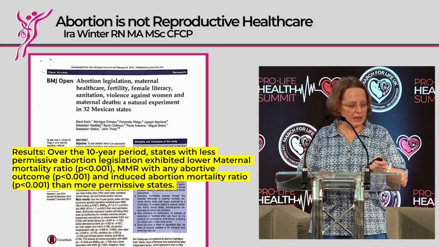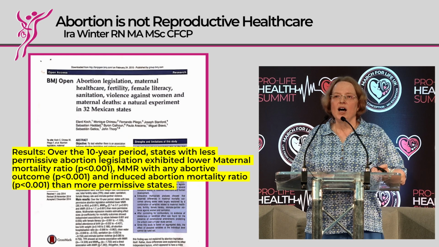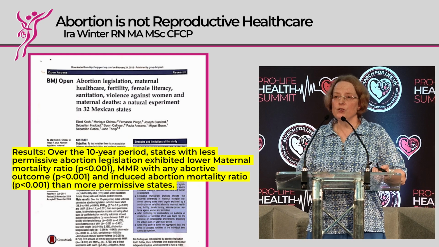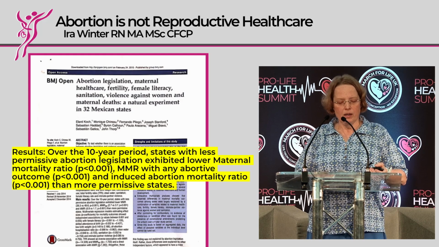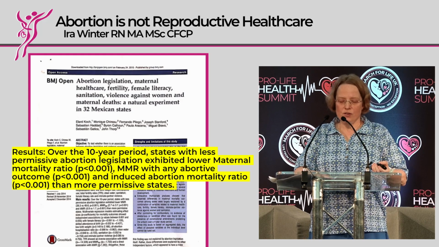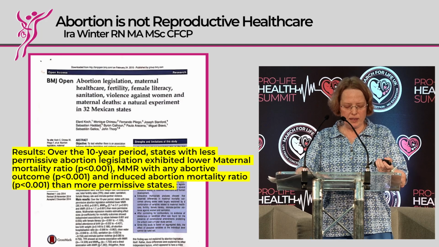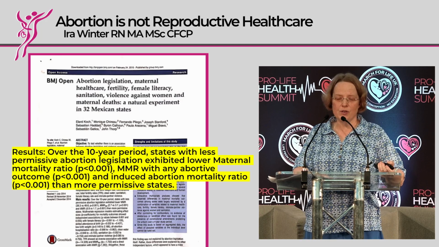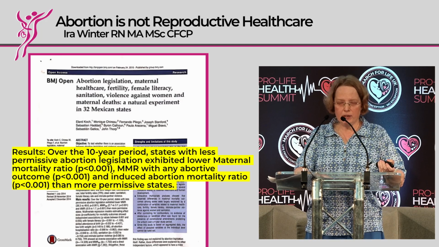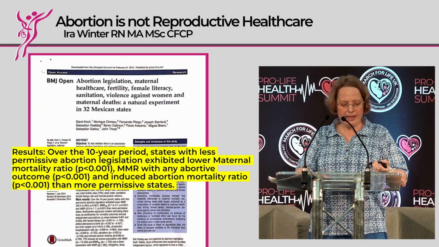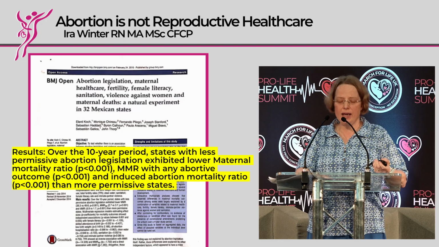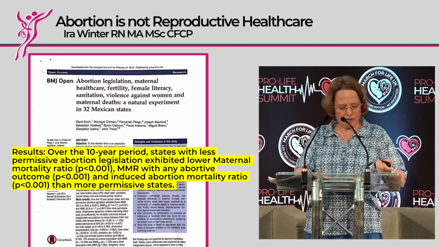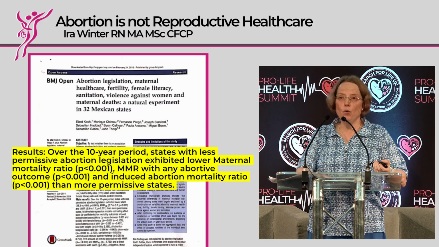Historically, it has been claimed that abortion, when it was introduced, would actually save the lives of mothers. But this is not necessarily so. In this particular study from Mexico, it shows that over a 10-year period, the states that had less permissive abortion legislation exhibited a lower maternal mortality rate than those with more permissive legislation.